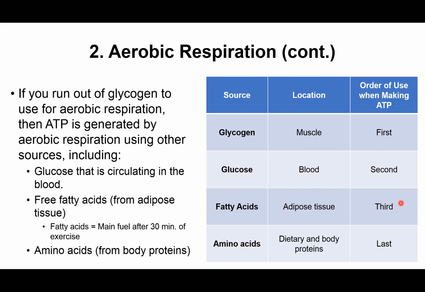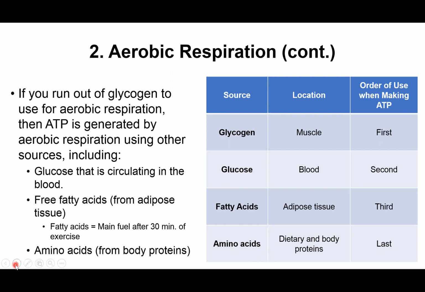Finally, if we have no more fat to use, we have no more glycogen stores, we've pulled all the glucose we can out of the blood, then we switch over to using amino acids. And amino acids are the building blocks for proteins. And so essentially we're going to start breaking down proteins. This is not ideal, breaking down proteins to use as an energy source, but we will use it as a last resort if we have to.